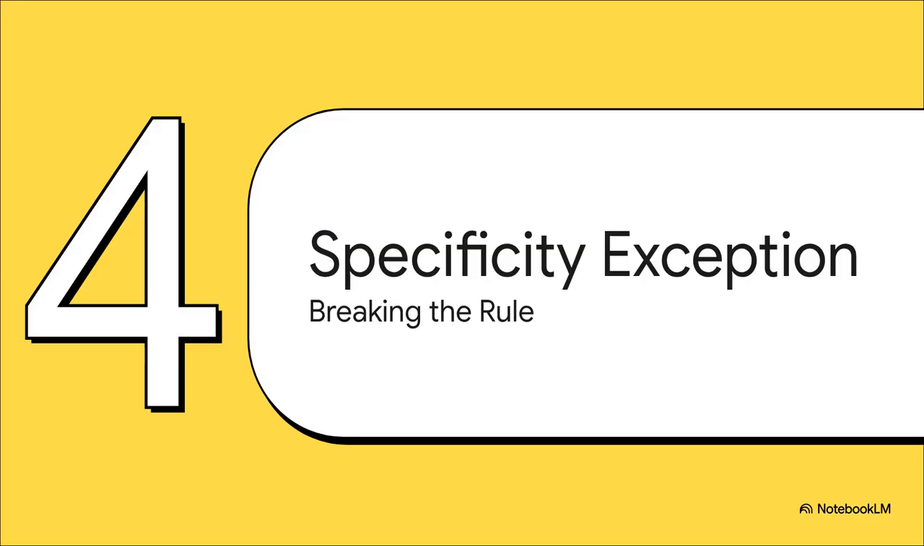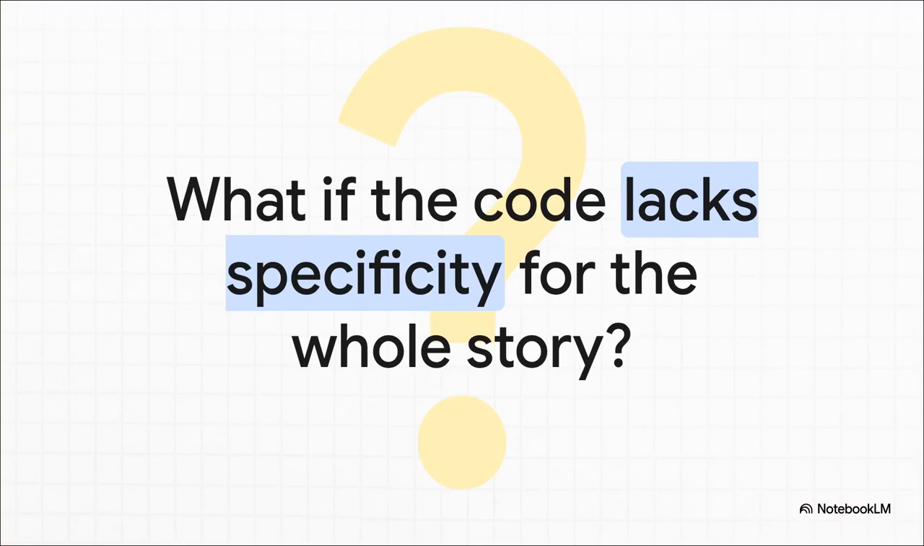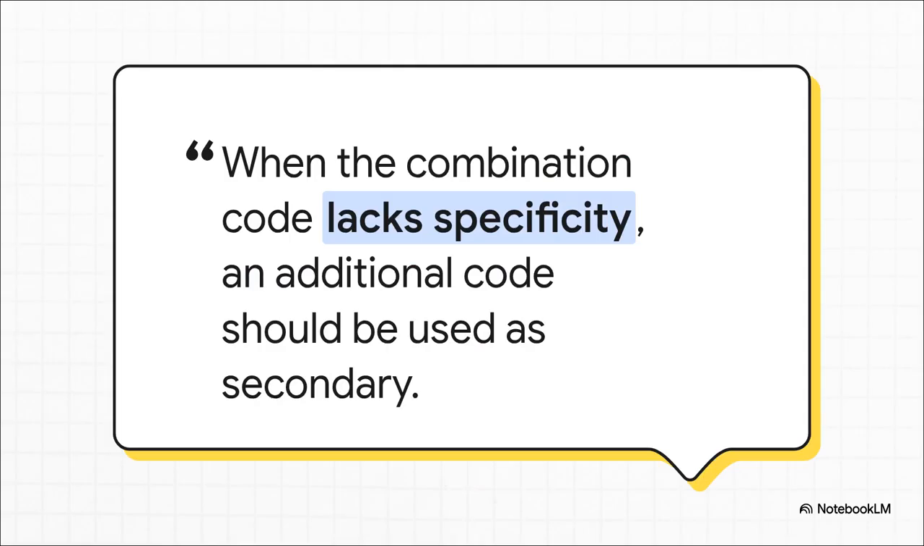Okay, let's move to Section 4, the specificity exception. Now, medical coding is a highly regulated, almost legalistic system, right? And just like any legal system, there is a very specific, carefully designed loophole for when clinical presentations get highly complicated. What actually happens when a combination code exists, but it just doesn't tell us exactly how severe the complication is? Well, CMS has an answer for that. They state that when the combination code lacks the necessary specificity in describing the manifestation or complication, an additional code should be used as a secondary code. This is how we ensure we're capturing the complete, accurate clinical picture without breaking the rules.